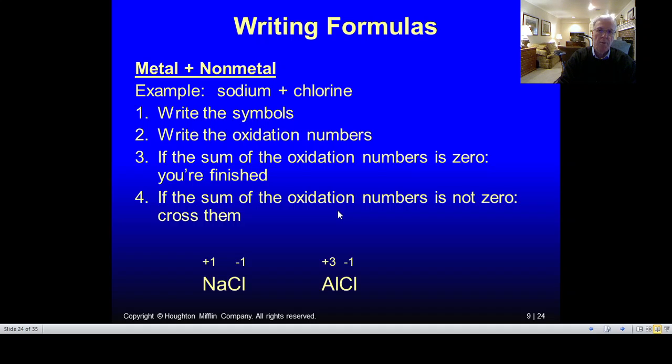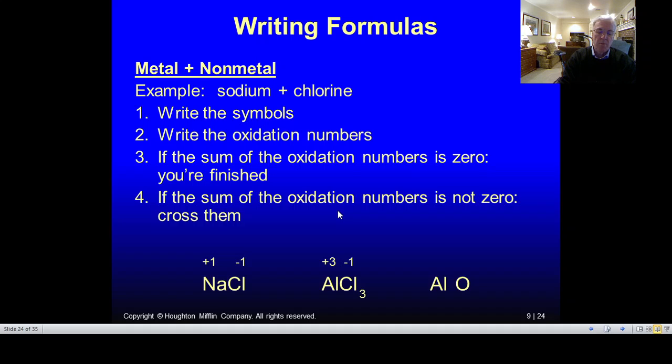But let's suppose we had aluminum combining with chlorine. The oxidation number for aluminum is plus 3, and chlorine, again, is negative 1. These do not add up to 0, so we cross it: the 3 moves down next to the Cl, and the 1 we put down next to the Al. However, we usually don't write the 1s as a subscript. Now in Chem 1, you can write the 1 if you want. I'm not going to mark it wrong if you write the 1. But just by having the symbol for aluminum listed, Al, it's assumed that there's 1 already there. We usually only write the subscripts when it's greater than 1.